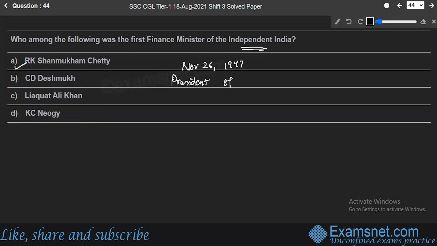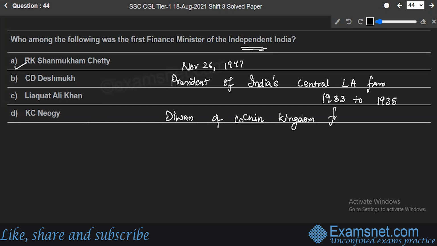President of India's Central Legislative Assembly from 1933 to 1935 and Diwan of Cochin Kingdom from 1935 to 1941. So option A is the correct answer to our question.